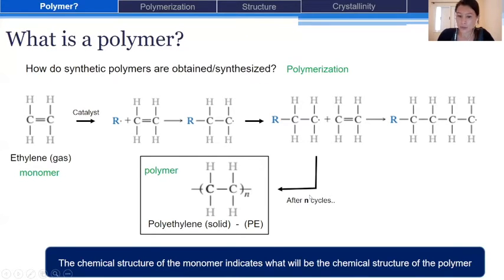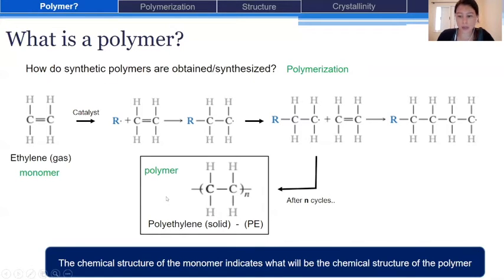At the end of this reaction, at the end of this polymerization process, we will end up with a polymer. And so here you can see the structure of the obtained polymer. The polymer that is obtained from the monomer ethylene is called polyethylene. And so we will write a notation, which is PE for polyethylene.